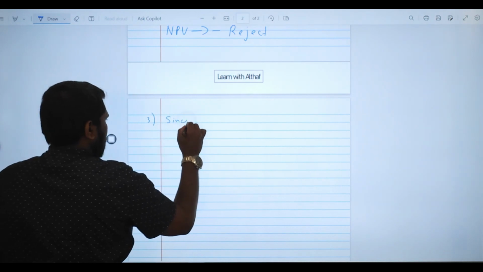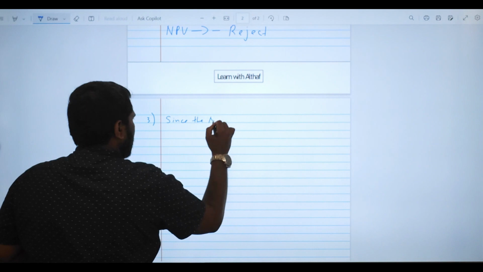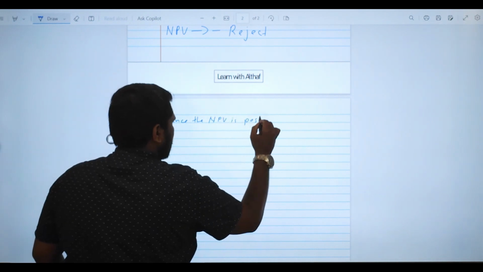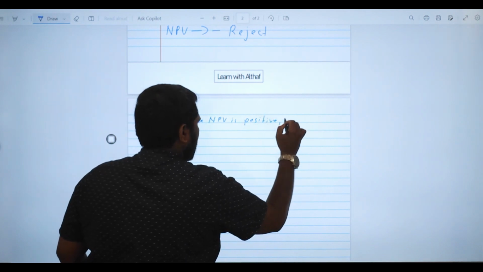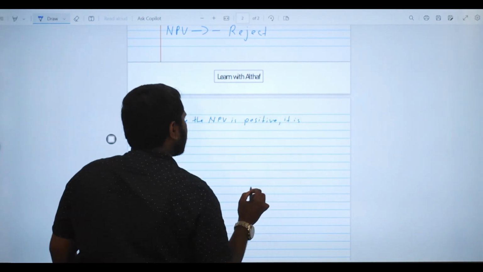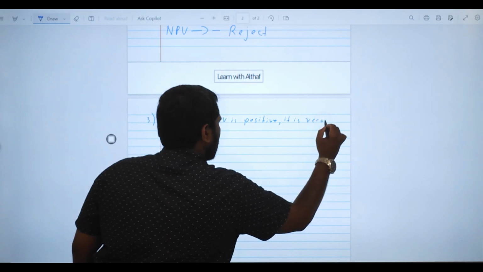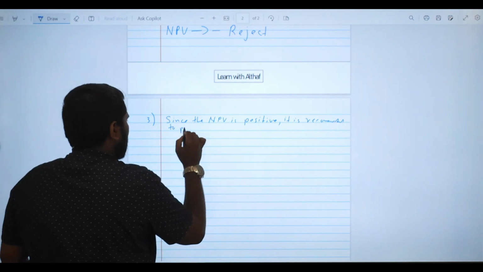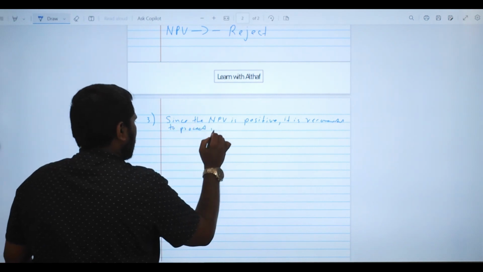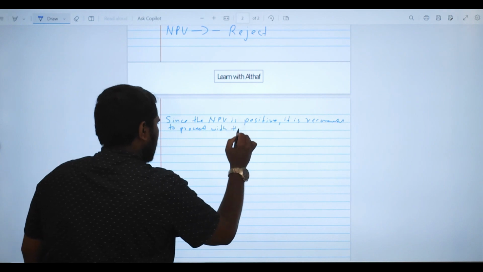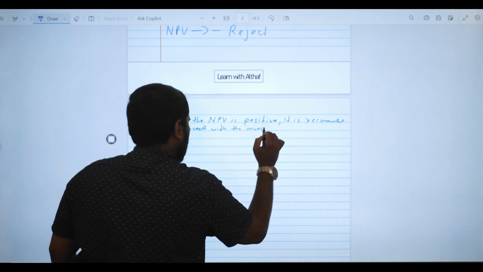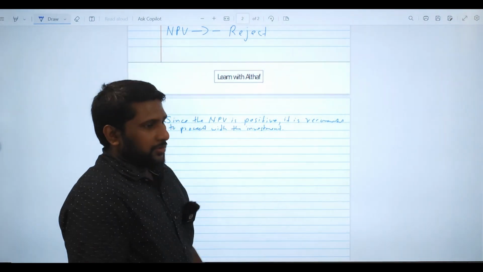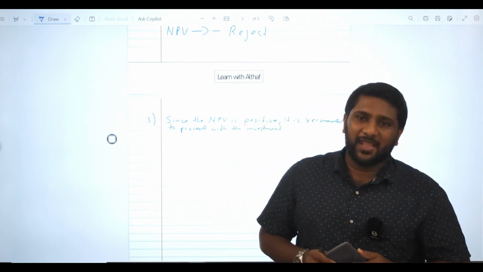Since the NPV is positive, it is recommended to proceed with the investment. So this is how you can do an NPV calculation.